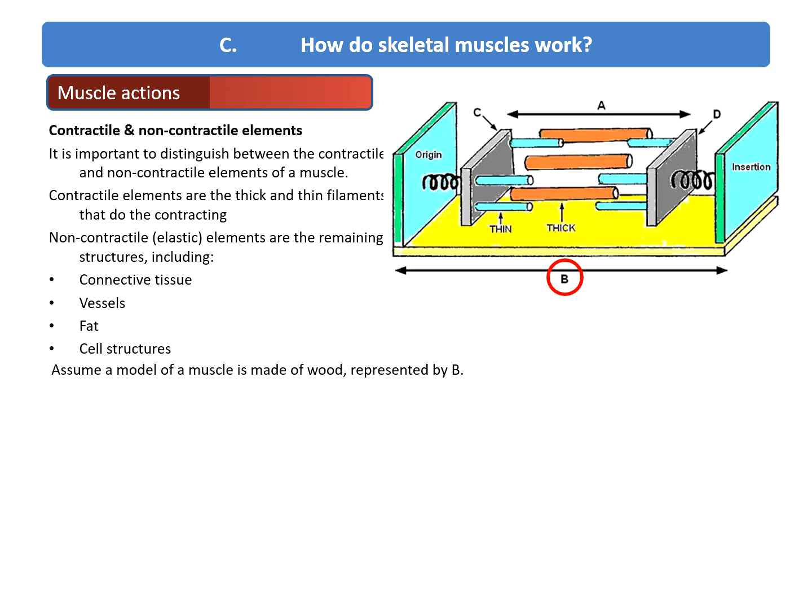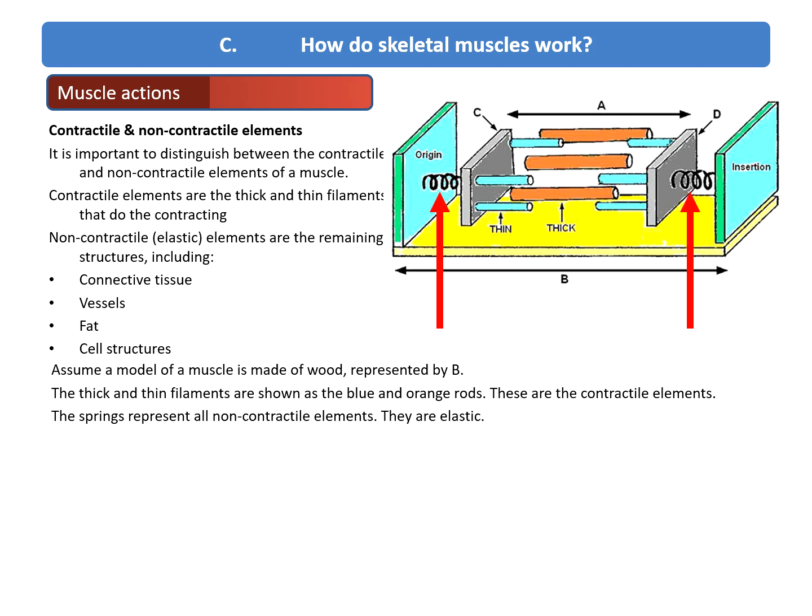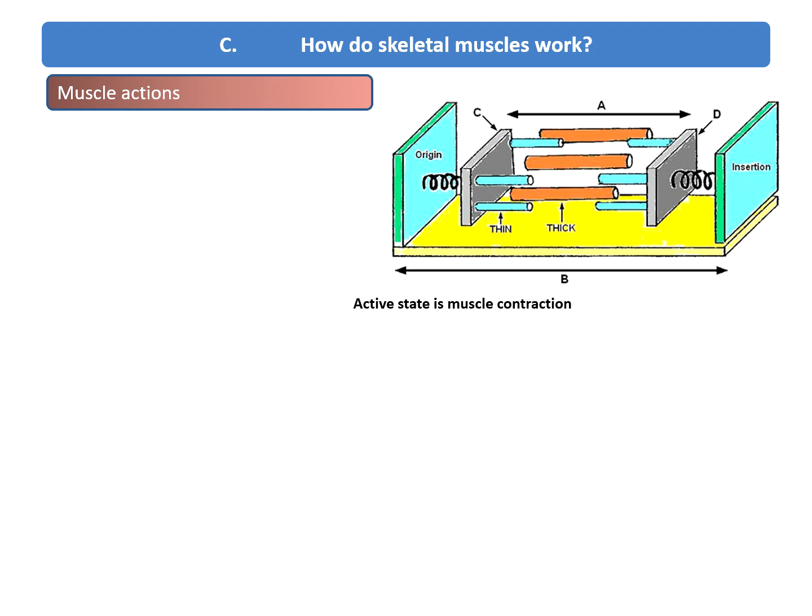Let's look at a model of a muscle made of wood, represented by B. Thick and thin filaments are shown as the bright orange and blue rods. These are the contractile elements. The springs represent all of the non-contractile elements. These are elastic. What structure is represented by the arrow A? A sarcomere. So we're looking at a muscle with one sarcomere.